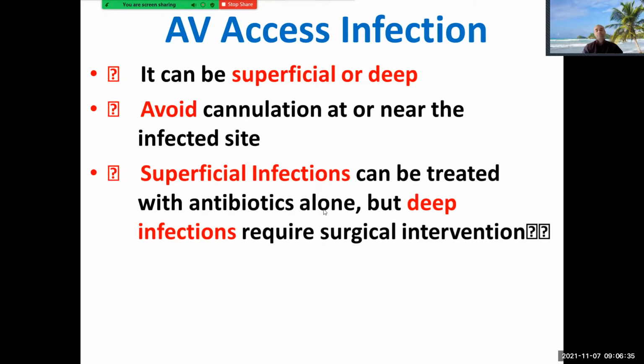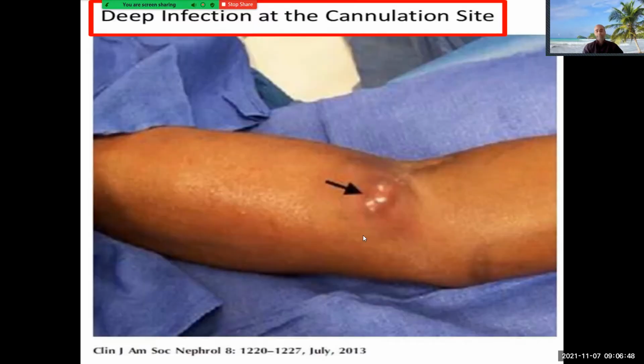Superficial infection, sometimes a simple infection, can be treated with just Augmentin or cefazolin or whatever antibiotic, but deep infection requires surgical intervention. Okay, deep infection at the cannulation site we have here. This is a picture of infection. Please don't cannulate. Give antibiotic, and refer to vascular surgery for drainage.